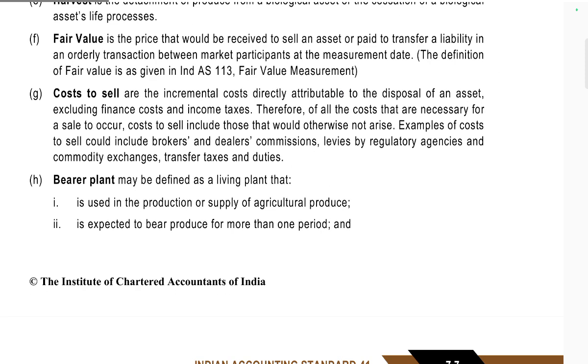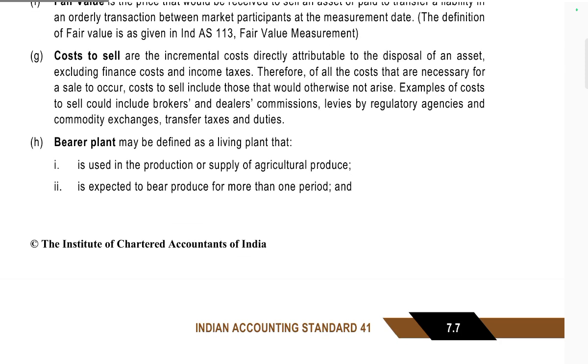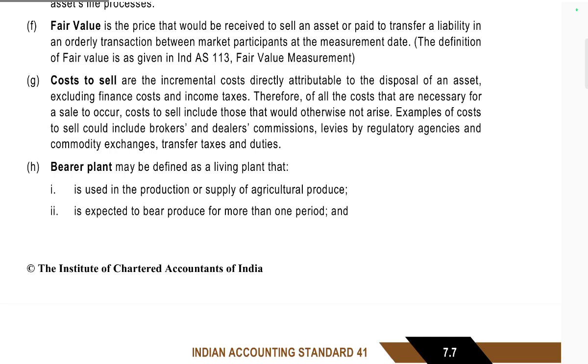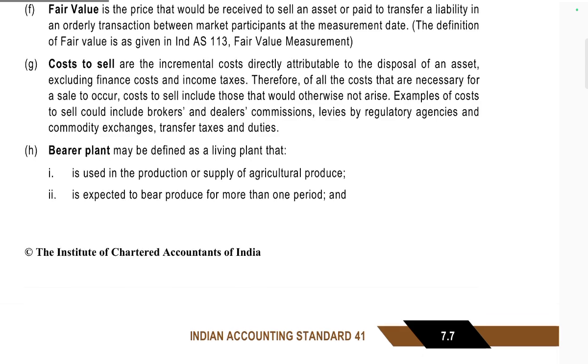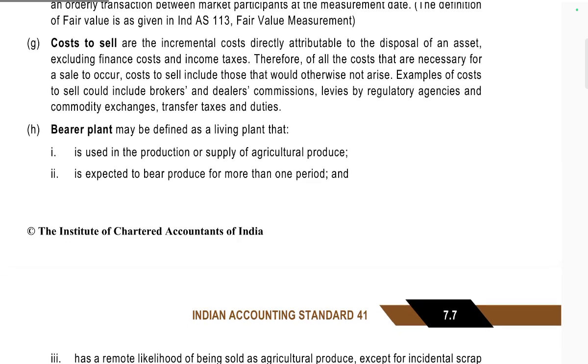Cost to sell is the incremental cost directly attributable to the disposal of an asset, excluding finance costs and income taxes. Therefore, all the costs necessary for the sale to occur are included, and costs to sell include those that would otherwise not have been incurred. For example, costs to sell include broker and dealer commissions, levies by regulatory agencies and commodity exchanges, and transfer taxes and duties.